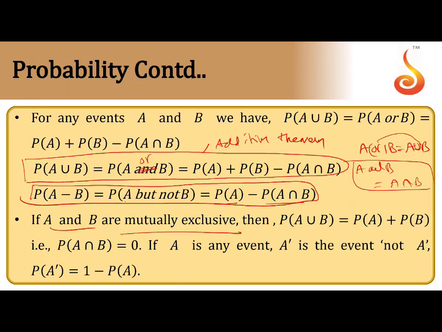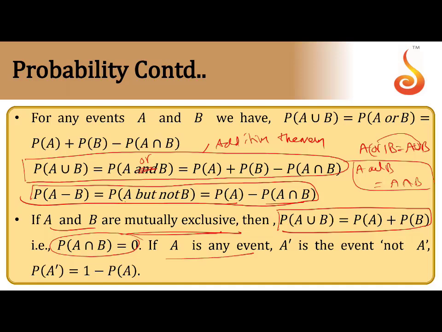Next, if A and B are mutually exclusive events, what is the meaning of mutually exclusive events? It means there is no common element in A and B. Such events we call mutually exclusive events. If there is no common element, the intersection is always 0. If the intersection is 0, the probability of A union B is P of A plus P of B. In this case, P of A intersection B is 0.